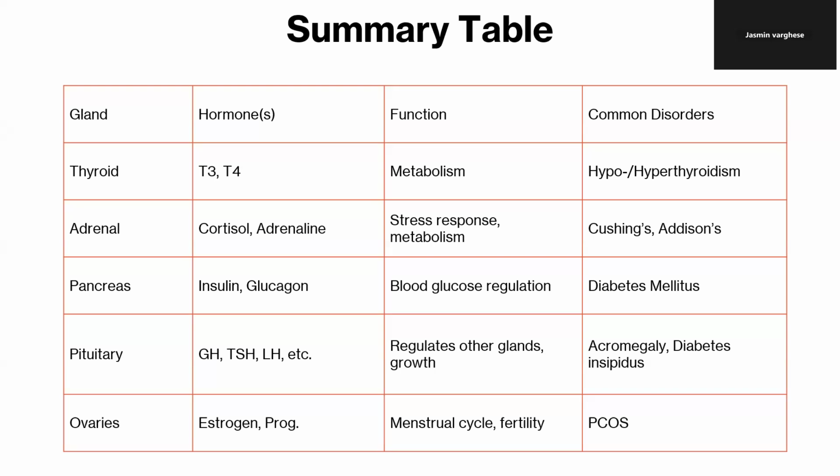Thyroid means T3 and T4. Adrenal means cortisol and adrenaline. Pancreas means insulin and glucagon. Pituitary means GH, TSH, LH, FSH, etc. Ovaries, estrogen and progesterone.